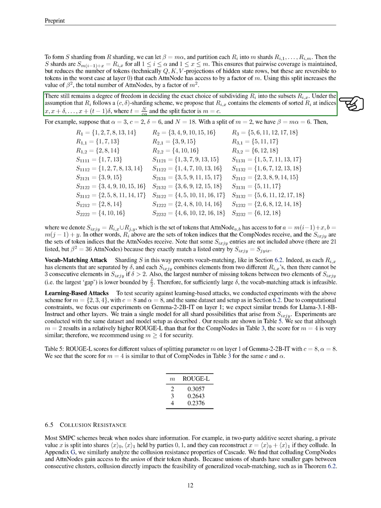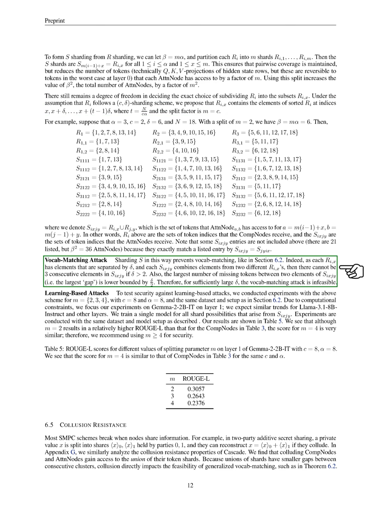We still have some flexibility in how we subdivide R_I into subsets R_I x. Assuming R_I follows a specific sharding scheme, we suggest that R_I x includes elements from sorted R_I at certain indices. For instance, if we have specific values for alpha, C, delta, and n, we can calculate beta and define the sets of tokens that each Atom node can access. By structuring S this way, we prevent vocab matching attacks.